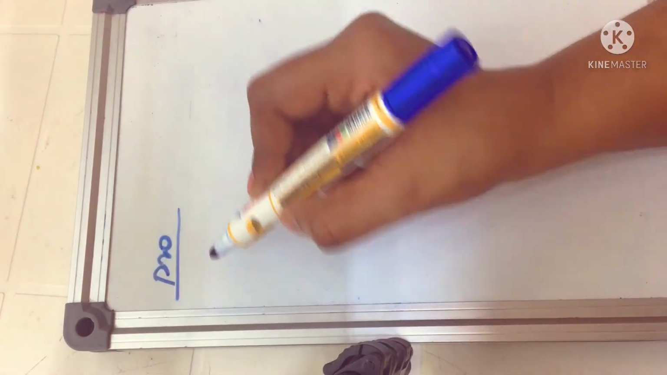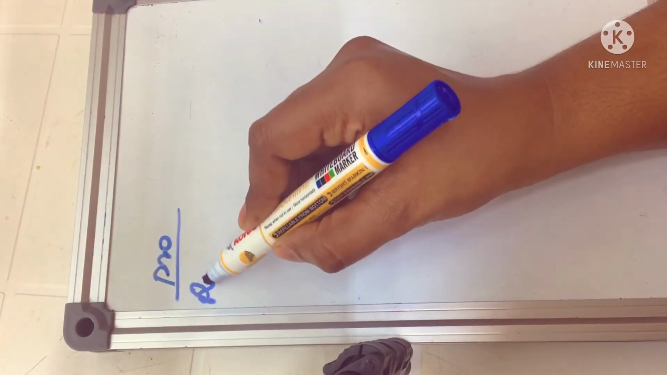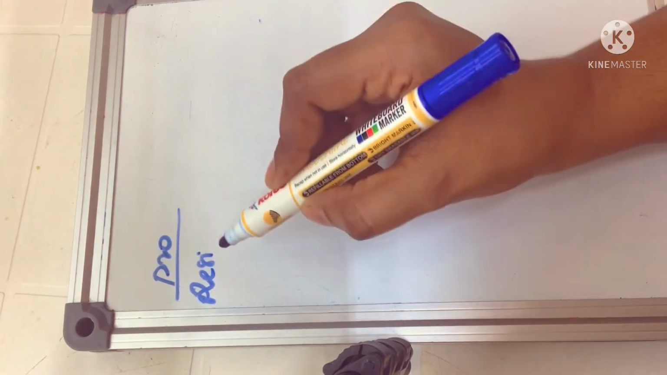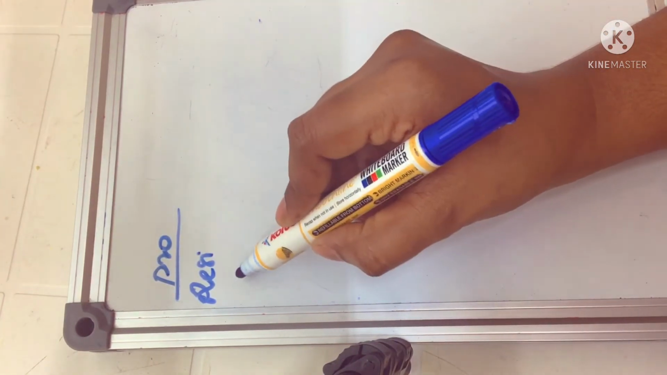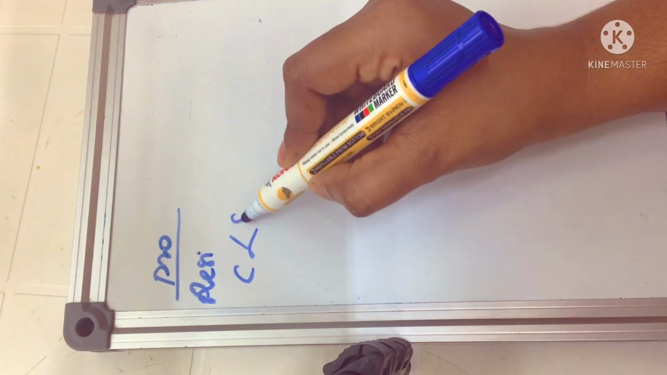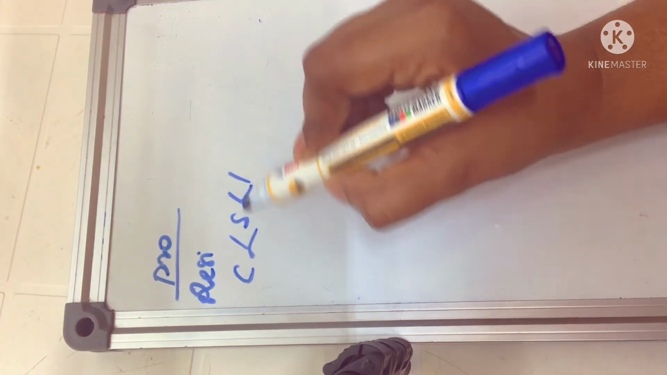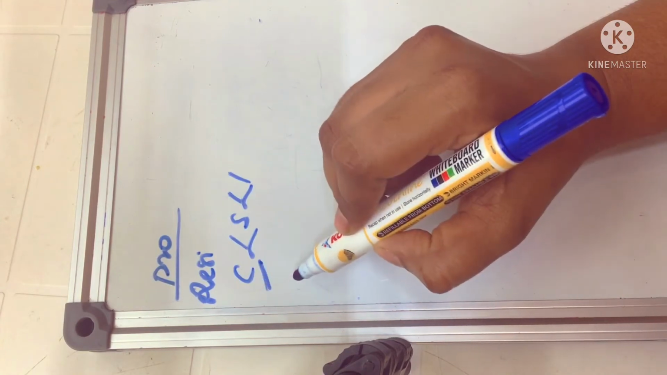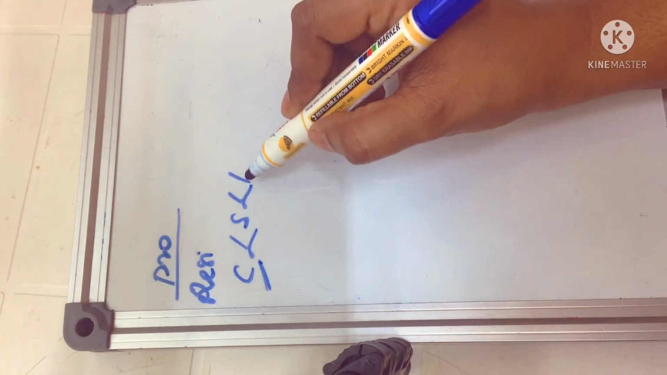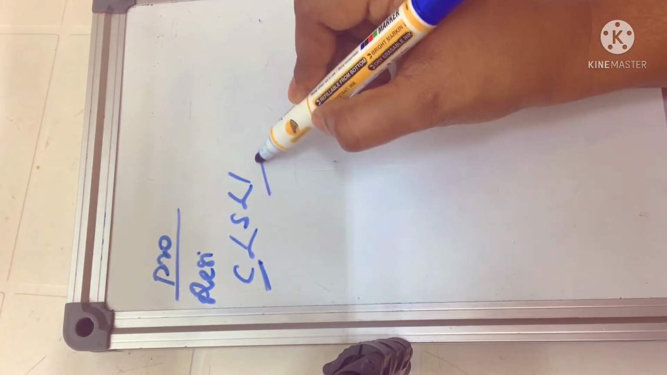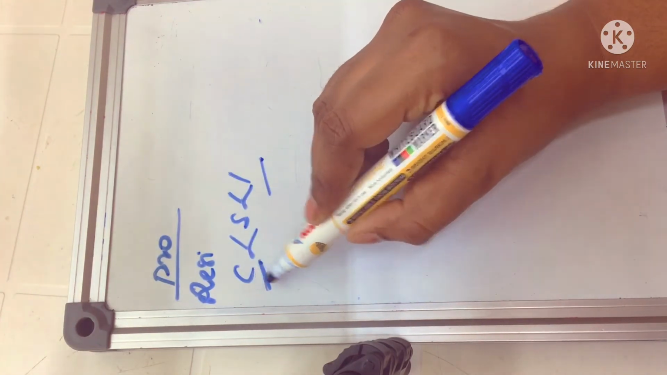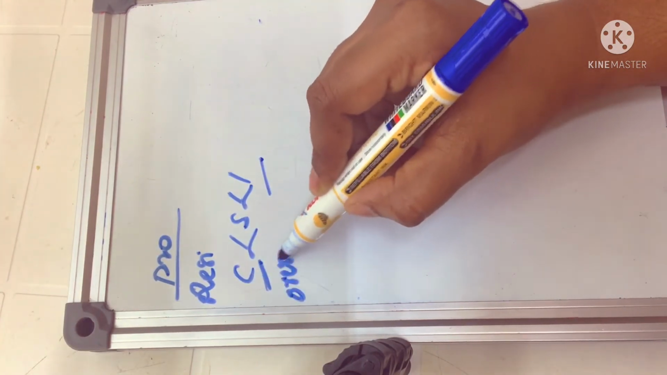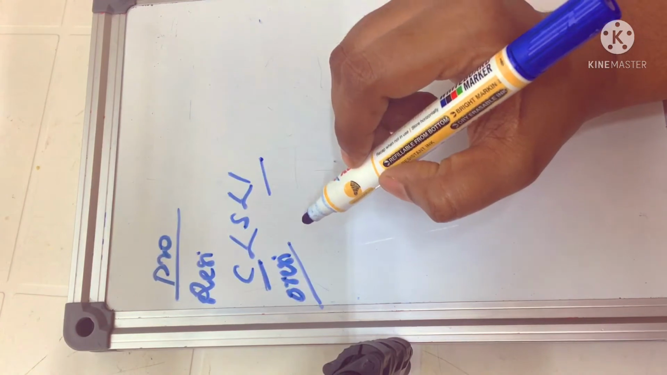Next is properties of semiconductors. What are the properties of semiconductors? First we consider resistivity. If you classify materials according to resistivity, semiconductor comes in between conductor and insulator. That is, the resistivity of a conductor is less than that of a semiconductor and the resistivity of an insulator is greater than that of a semiconductor.